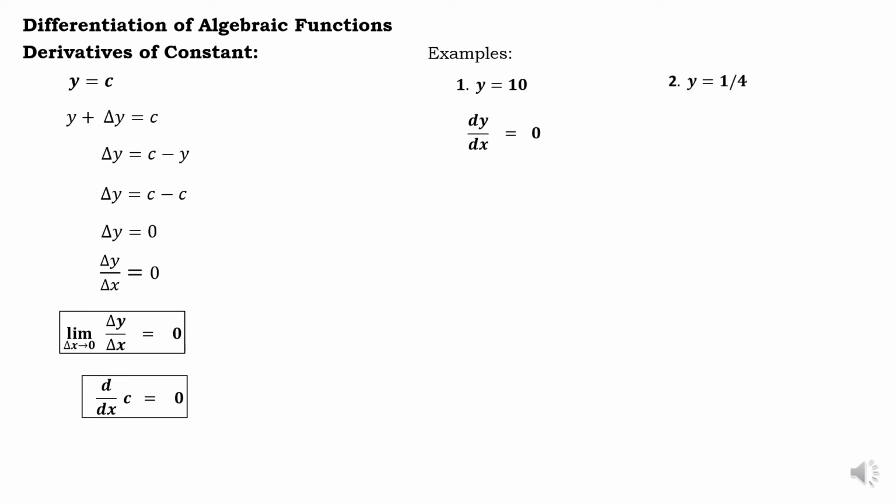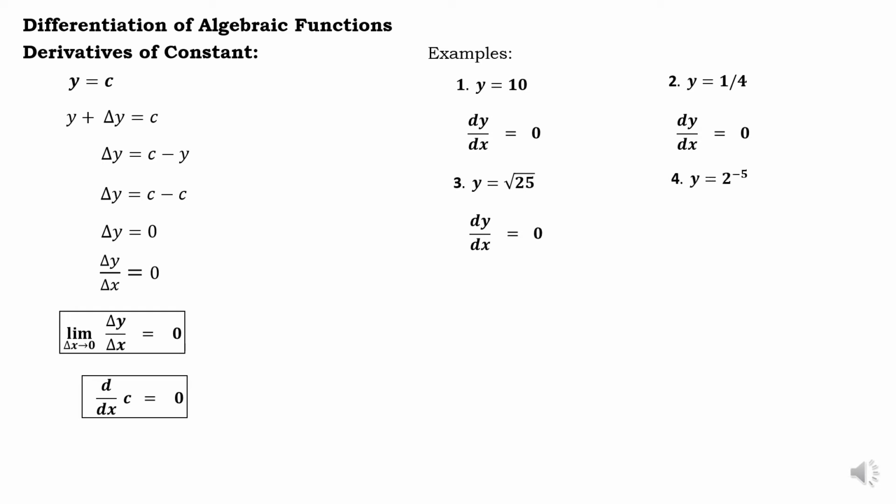Second one, derivative of y is equal to 1/4. Since 1/4 is a constant and the derivative of 1/4 is equal to 0, therefore the derivative of y with respect to x is equal to 0. Number 3, y is equal to square root of 25. Square root of 25 is also a constant, so therefore the derivative of square root of 25 is equal to 0.